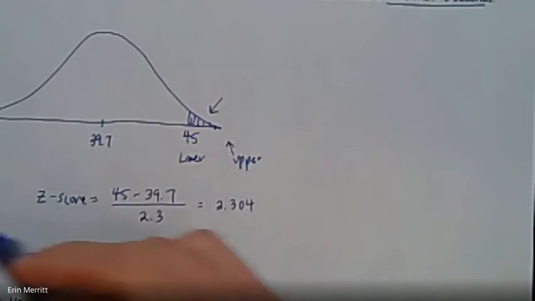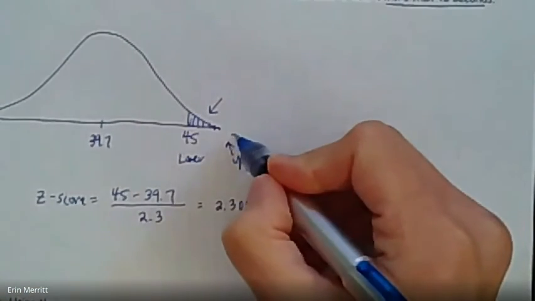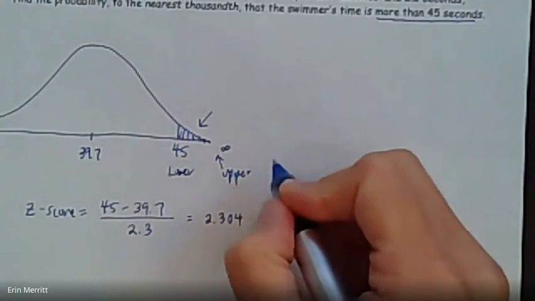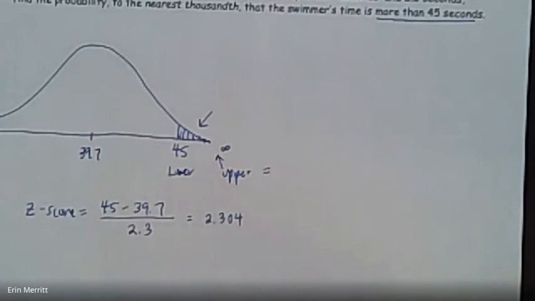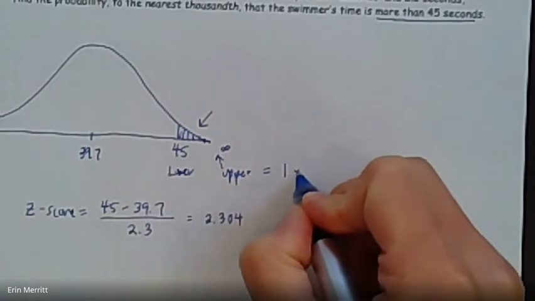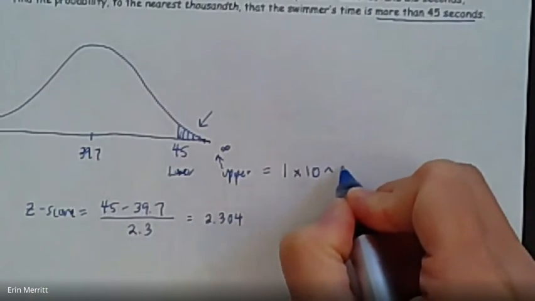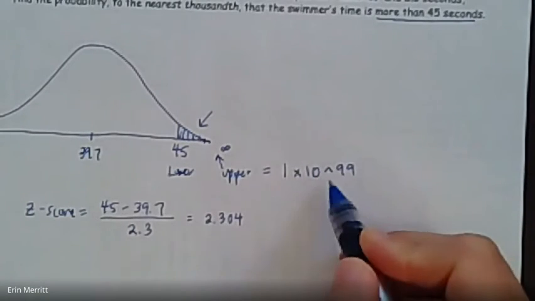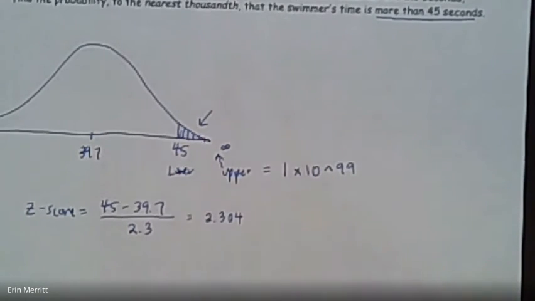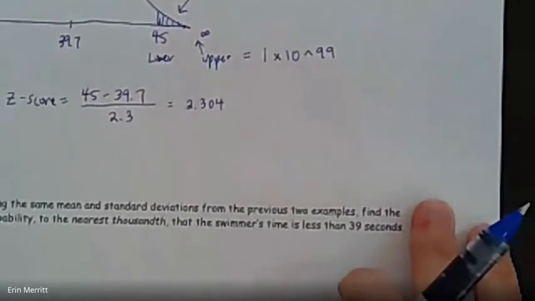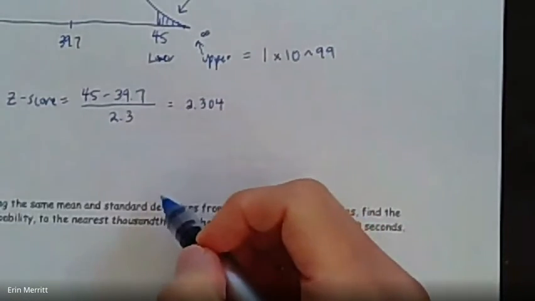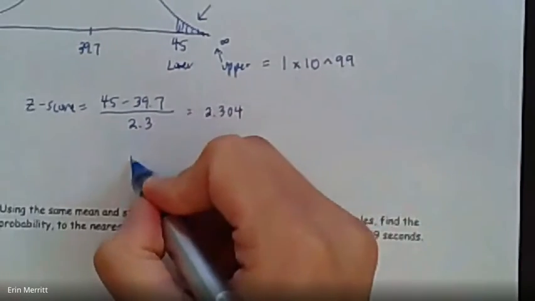I know that the normal curve really goes from about -3 to +3, but we kind of treat it like it's infinity. For the upper value, to approximate infinity, we're going to type it in as 1 times 10 to the 99th power. And we get to use that little caret key to do it. So on your calculator, here's how we're going to do this again. We're going to go to second, vars, and we're going to do a normal CDF.